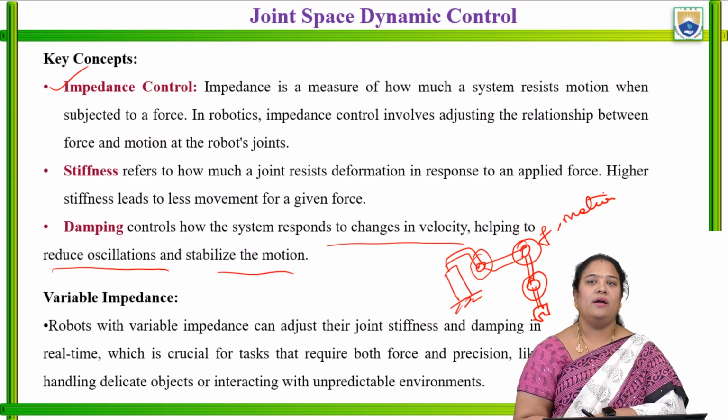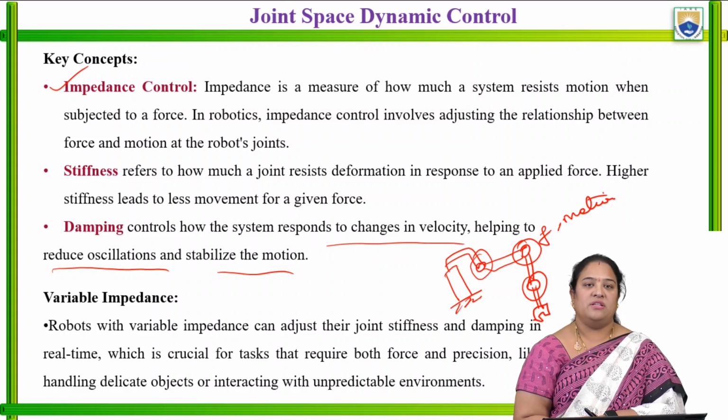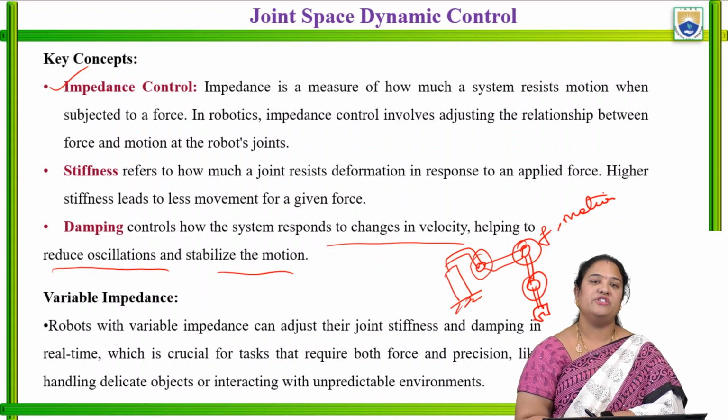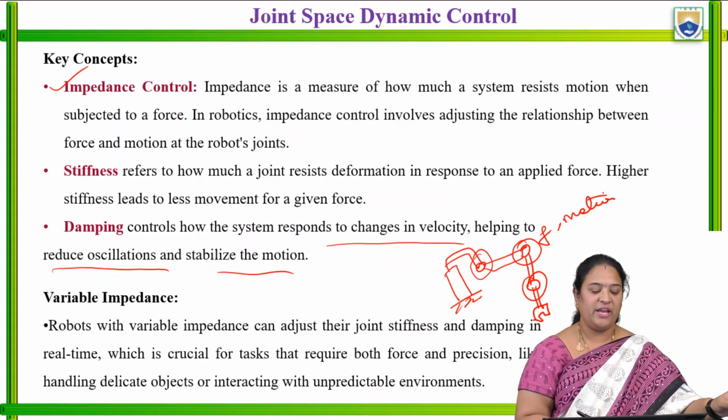When we need to reduce the oscillations or have good robot motion, when there is a change in the velocity, then we need to have control on the damping also. Right? These are the three key concepts which we need to concentrate on when we are designing the manipulator of the robot. Next, coming to the variable impedance.